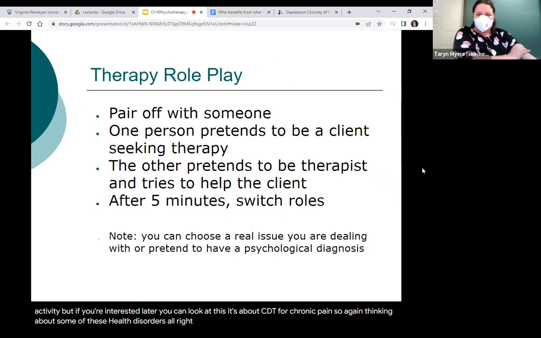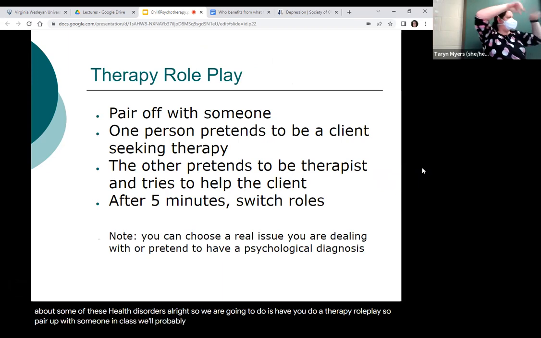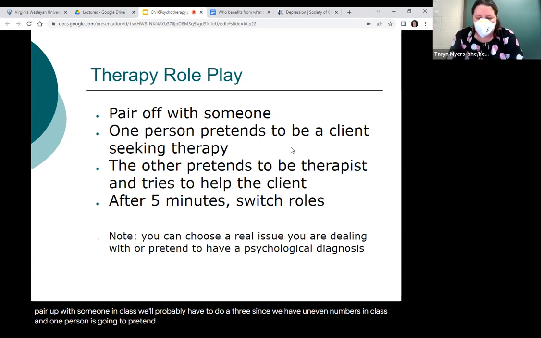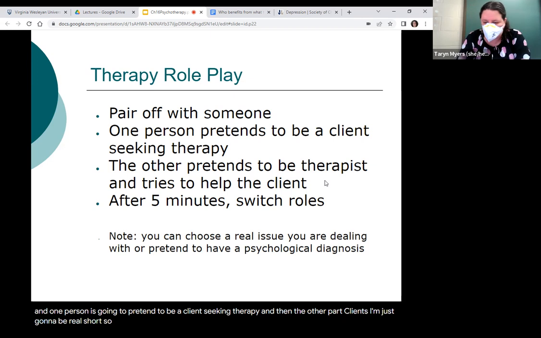All right. So what we are going to do is have you do a therapy role play. So pair off with someone in class. We'll probably have to do a group of 3 since we have uneven numbers in class. One person's going to pretend to be a client seeking therapy, and the other is going to pretend to be the therapist and help the client. And it's going to be real short. So after 5 minutes, we'll switch roles.